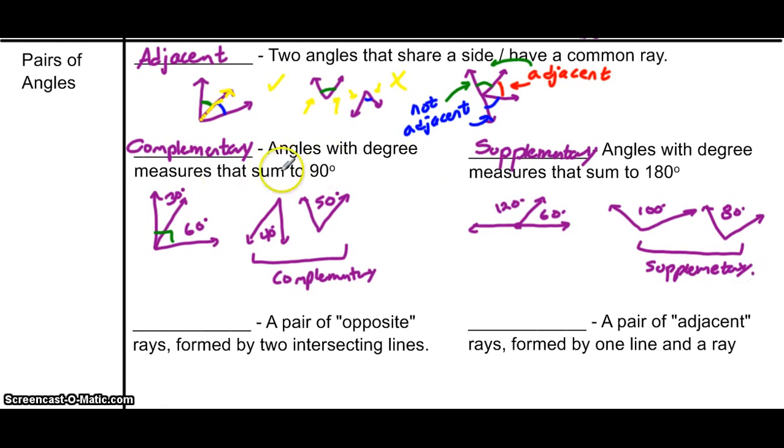Now, it's sometimes hard to tell these apart, complementary and supplementary. So here's two ways that I think about it. One way, the letter C comes before the letter S in the alphabet.